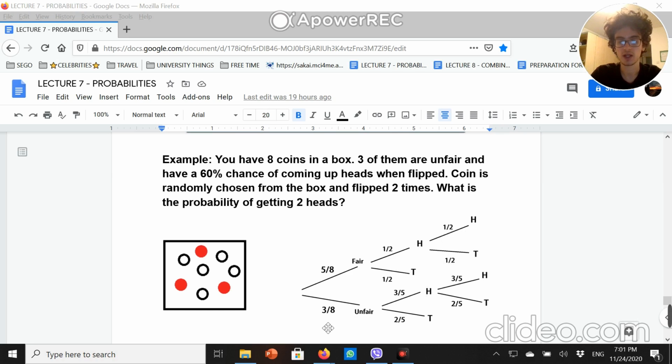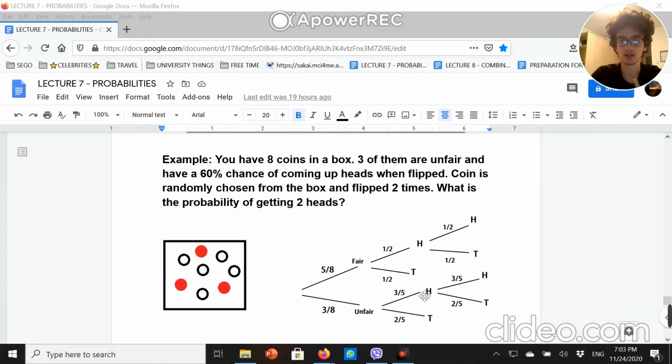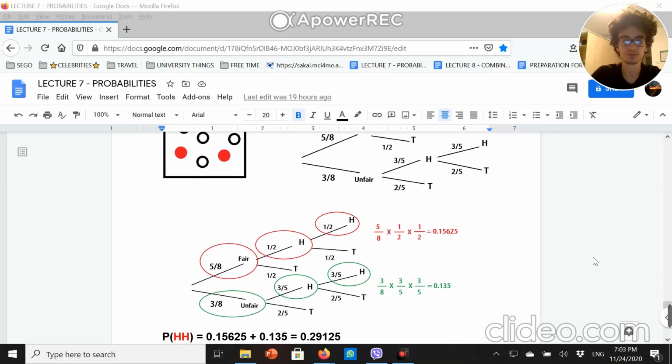And now let's take a look at the unfair coin. You have 3 over 5 chances to get a head because it's unfair, and 2 over 5 chances of getting tail. And once you get the head in a first flip, for unfair coin you would flip again, and the probabilities will be exactly the same. So 3 over 5 for head and 2 over 5 for tail. Now when you have it written like that, we can see now what we are actually looking for. So our question is, what is the probability of getting 2 heads?